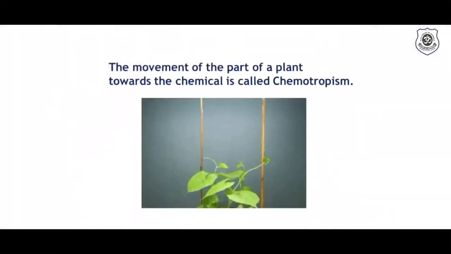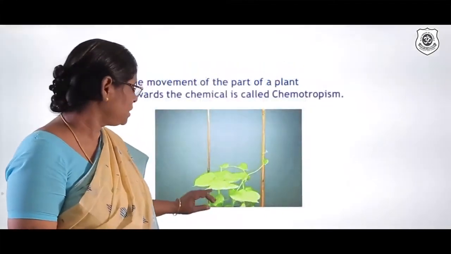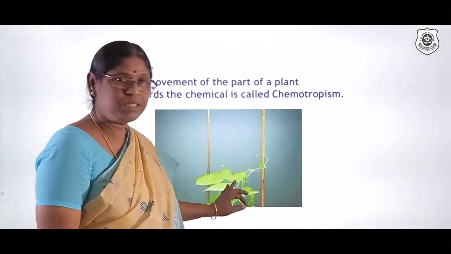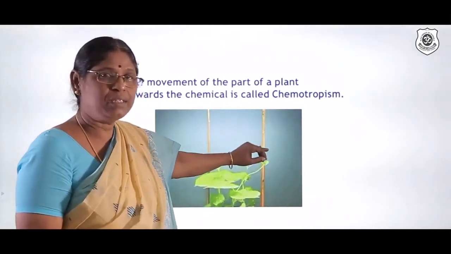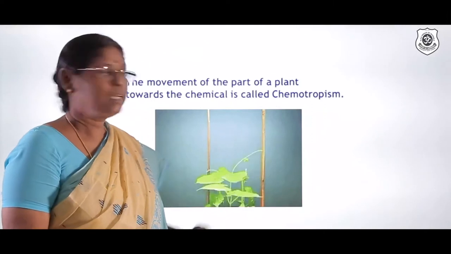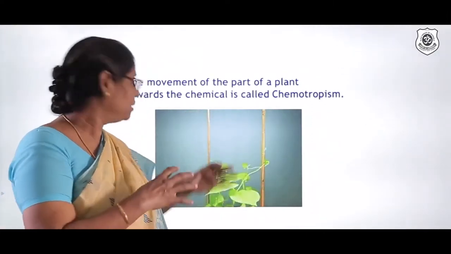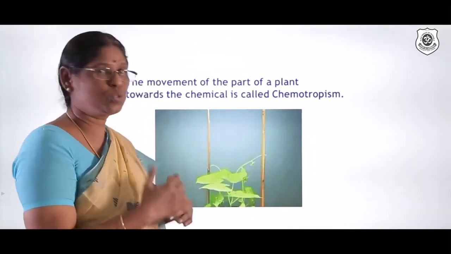Now the next type of movement that we see in plants is the movement of the part of the plant towards a chemical, which we call chemotropism. Now if you see, this is a plant with a tendril. The tip of the plant goes in search of support. How does it go and catch hold of the support? It is all because of the chemical. So the chemical is a stimulus for this plant, and the plant grows towards the chemical.